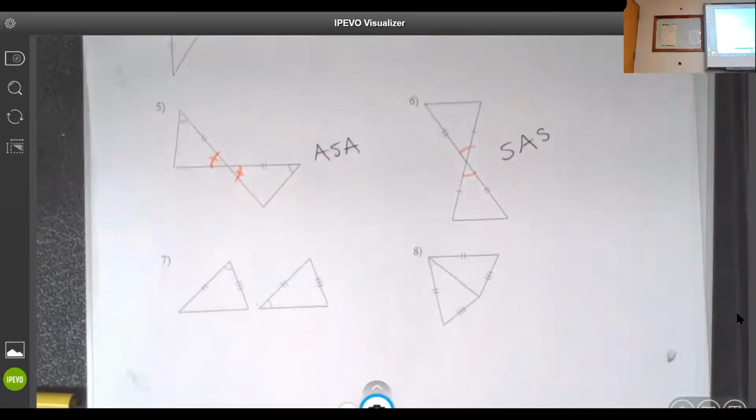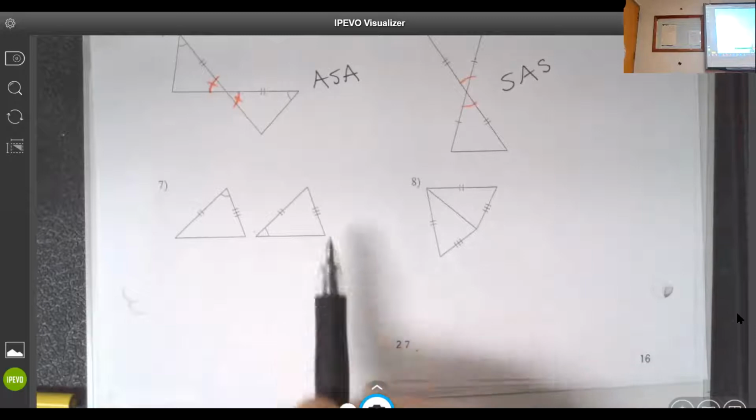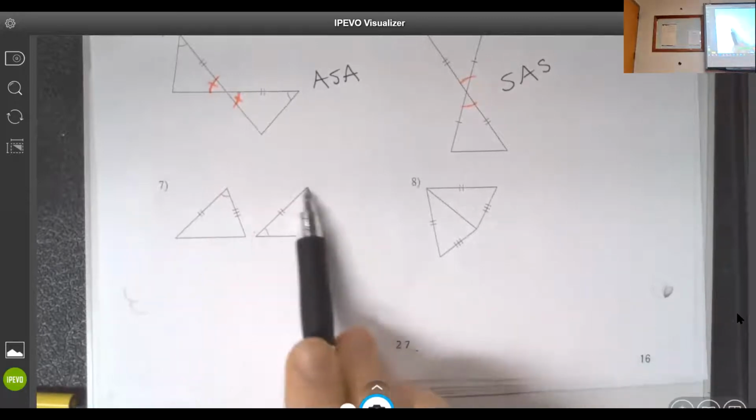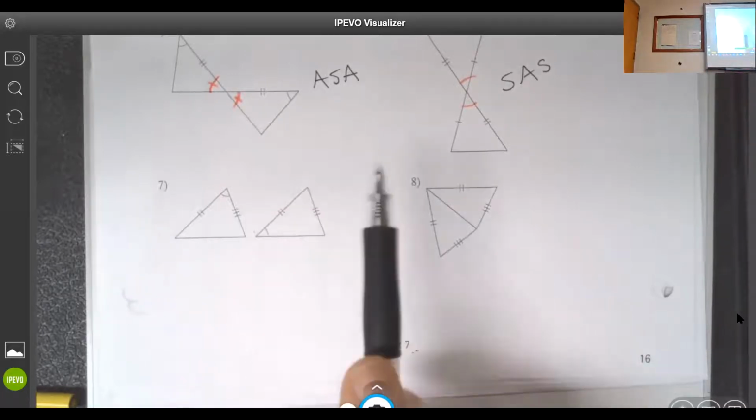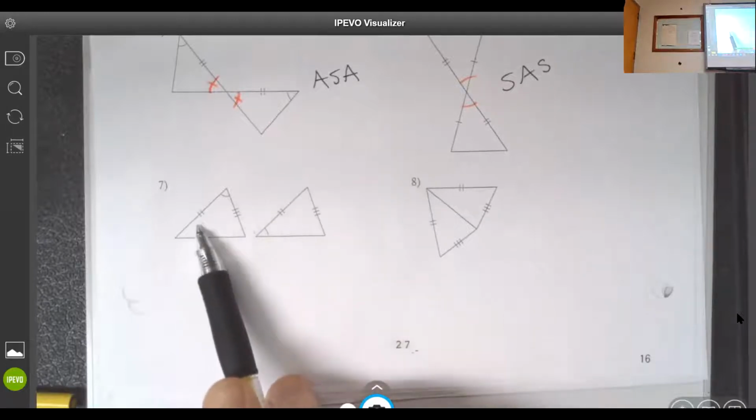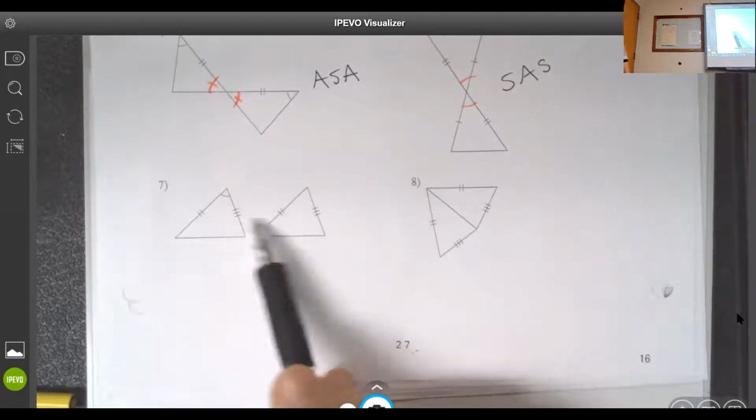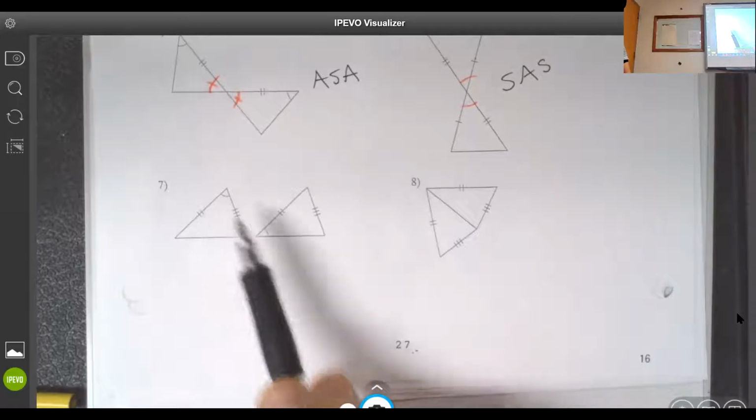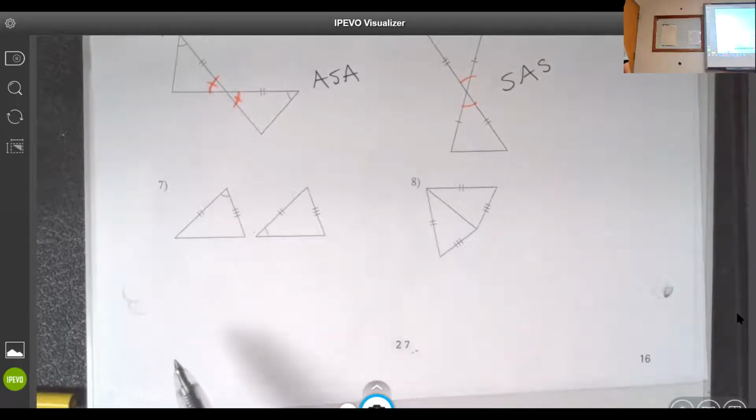Now 7, I think this is the first time we've seen this. We see that they have matching sides, two different matching sides, and then there are matching angles. But are they in the same order? No. So this is none.